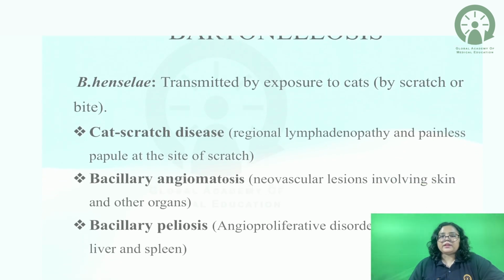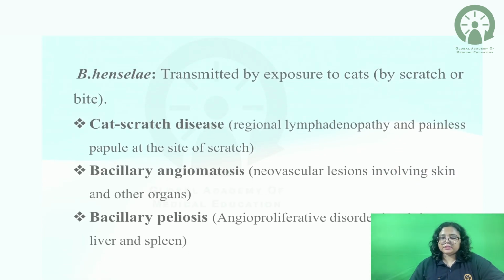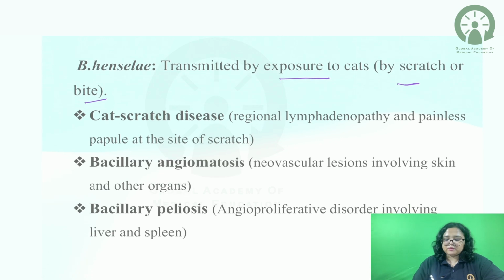So, coming to Bartonella henselae, it is transmitted by exposure to cats. It is transmitted by scratch or bite of the cat. Therefore, the illness is also known as cat scratch disease. It will lead to lymphadenopathy, regional and painless papule at the site of the scratch. This is the first clinical manifestation: cat scratch disease.